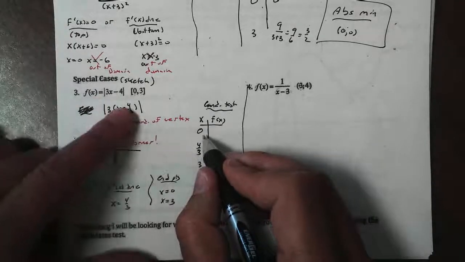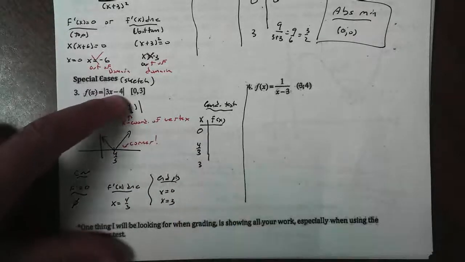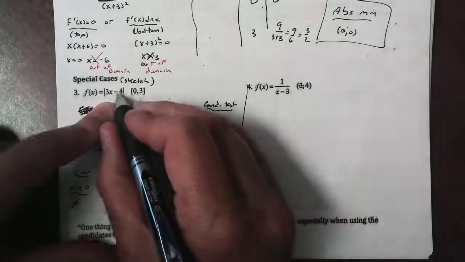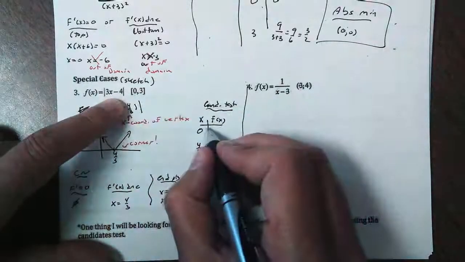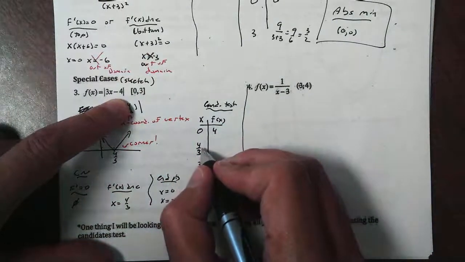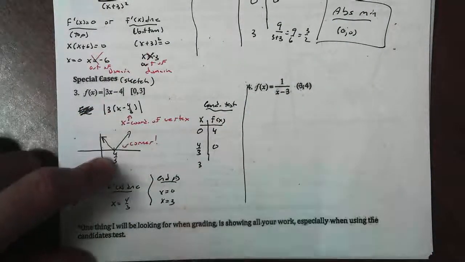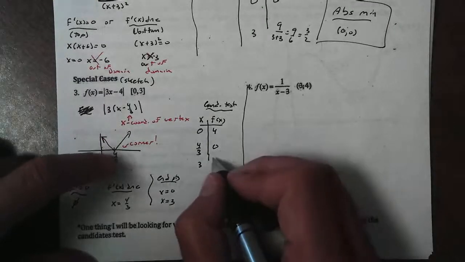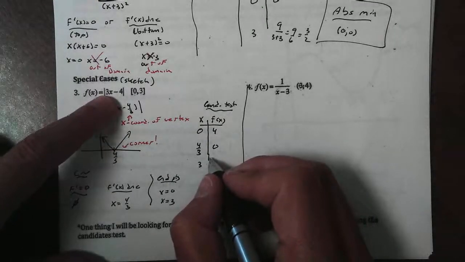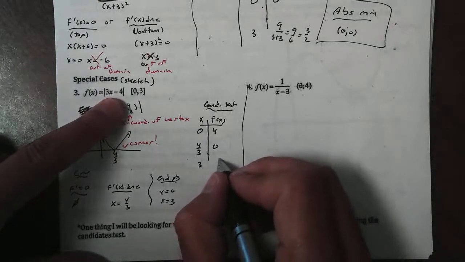If I plug 0 in, I'm going to use the original, the OG. If I plug 0 in, we're going to get 0 minus 4, which absolute value is positive 4. If you plug 4/3 in, well, that's obvious. That should become 0. We can see that on our graph, right? And if you plug 3 in, this becomes 9 minus 4, which is 5.